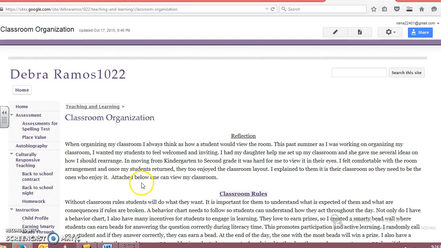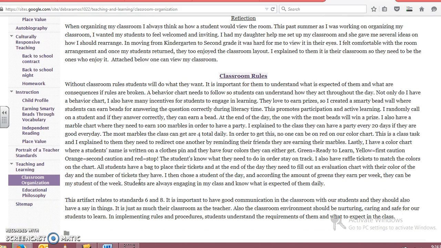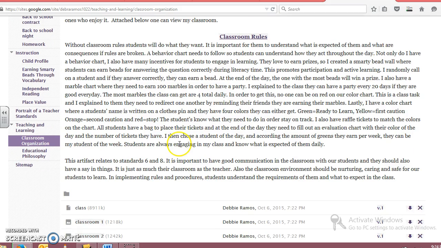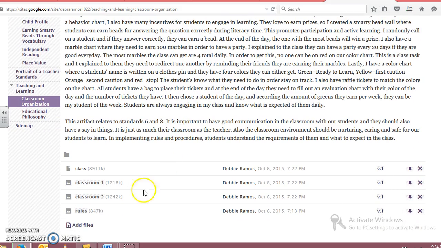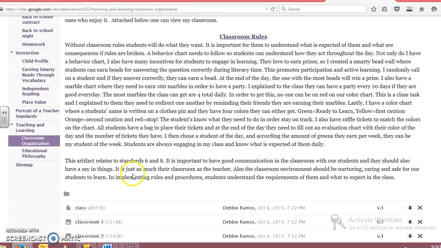Under classroom organization falls the classroom rules. In order to have my students understand the classroom rules, we decided as a whole group, as an entire class, what our classroom rules would be. The students had to sign off as a contract stating that they agree, and they were to follow it each and every day. I also have a classroom behavior chart which is color-coded green, yellow, orange, and red, and it is written out in both languages for my students to understand.